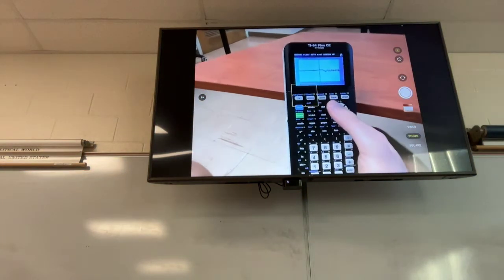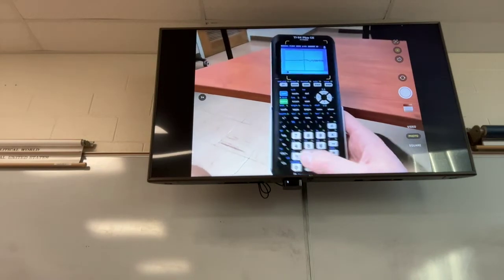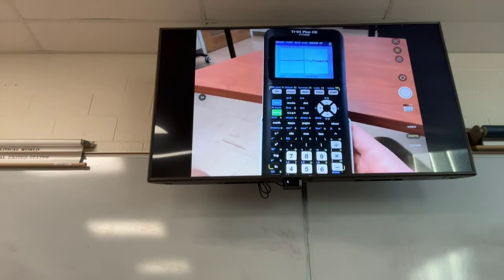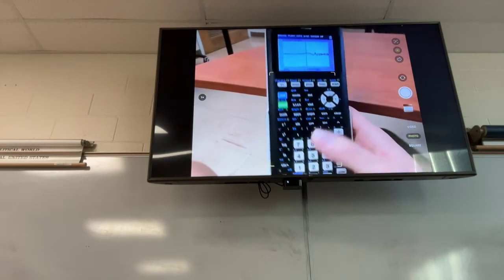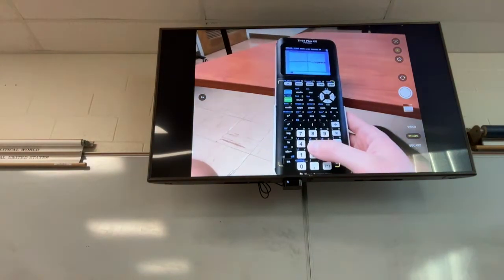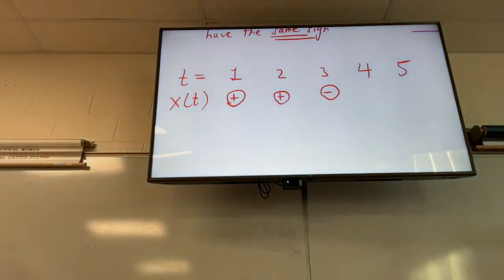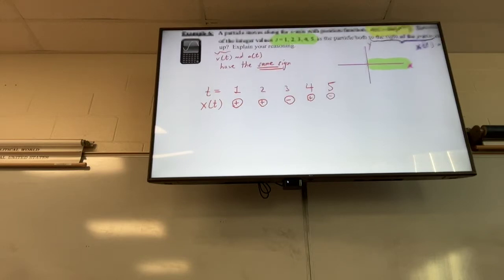Let's plug in t equals 4, so we hit trace, 4, enter. All right, positive number pops out. That number is greater than 0, okay? Trace, 5, enter. Negative number, okay? So for t equals 4, we have positive x of t, and for t equals 5, we have a negative x of t, okay?